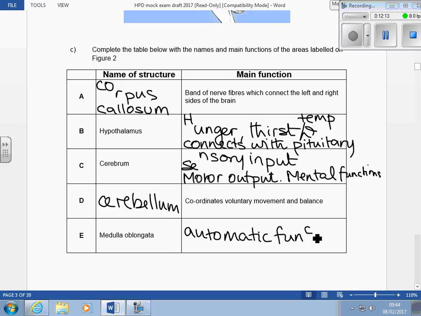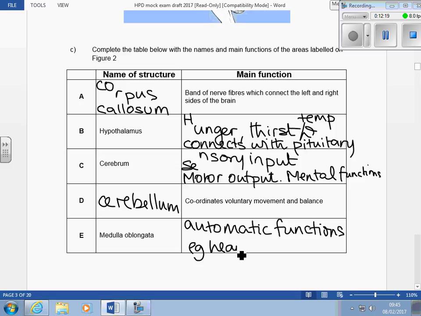Functions. Oh, this is so hard to write like this. E.g., I hope I haven't got any more like this. Heart and breathing. Oh, great. We have got another one coming up. We will, yeah, I'll find a way, don't worry. Obviously, you have tables on your exam papers which don't do that.